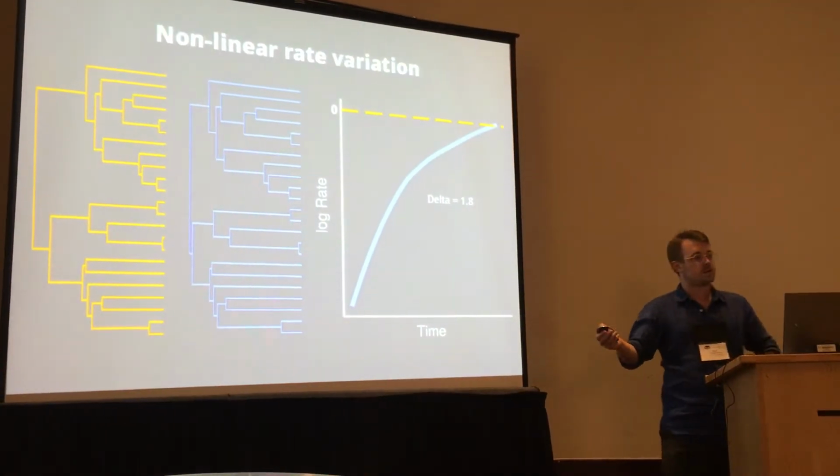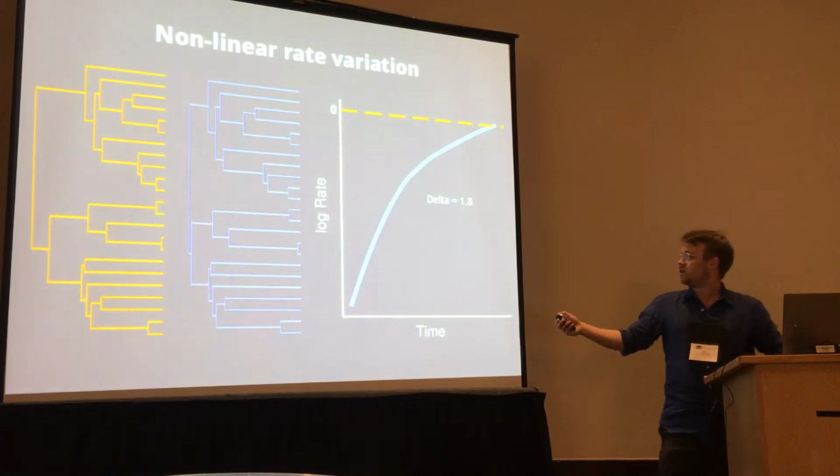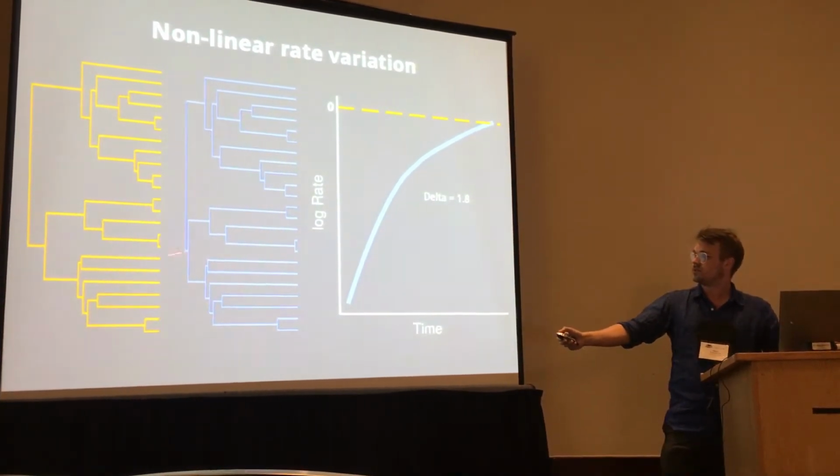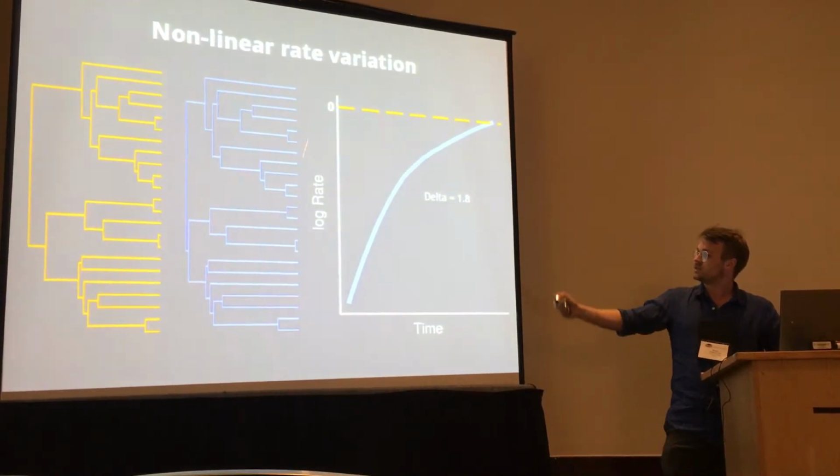You can also see the opposite pattern when delta's higher than 1. You get a power relationship as rate increases over time. You can see the branches are compressed here and extended near the tips.